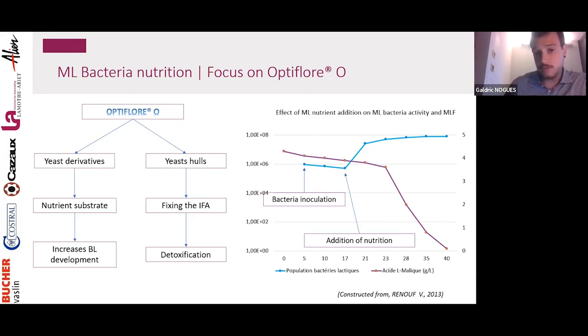You can see on the right, the effect of an addition of ML nutrients during the malolactic fermentation for the bacteria. You can see that even if the bacteria inoculation is good and the population was good, which is the blue curve, you have about 1 million bacteria per milliliter at this time, day 5. Day 21, still the population didn't move, didn't increase, and the malolactic fermentation, which is the purple curve, didn't start. That means the bacteria is in the wine. She's like, okay, there is food, but there are inhibitor fatty acids, so no malolactic fermentation ignition at this point. As soon as you add the nutrition, amino acids, a little bit of yeast hulls, then you have an increase of the population. So the population goes from 1 million to 100 million bacteria per milliliter.